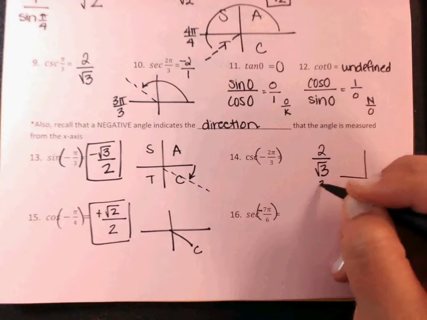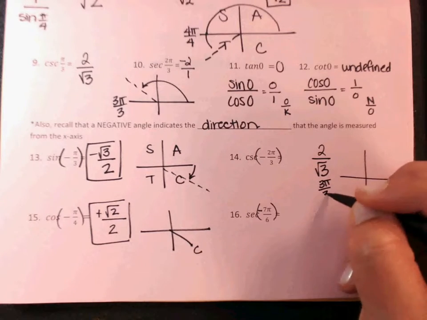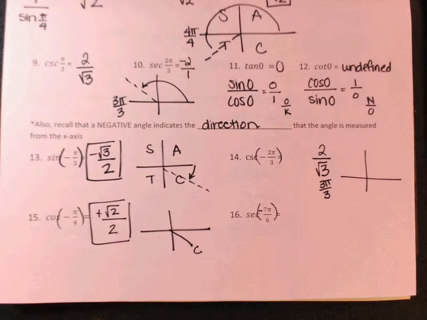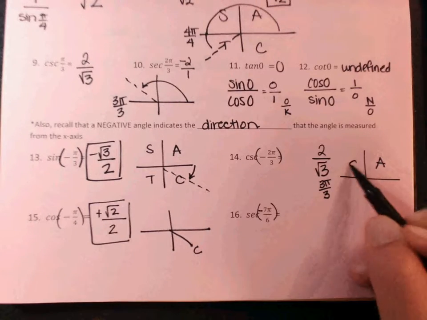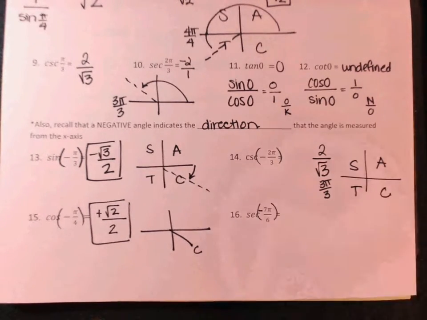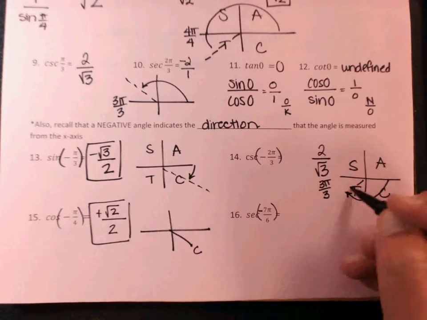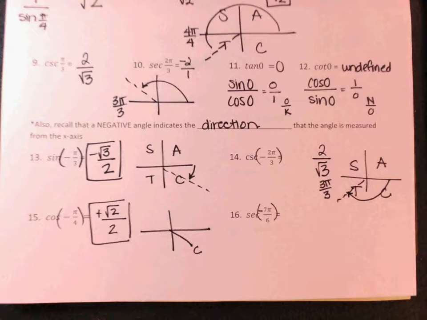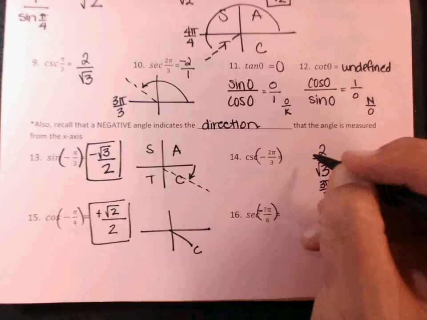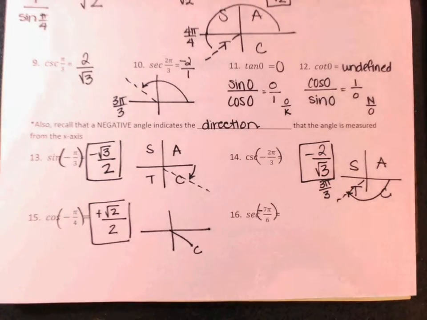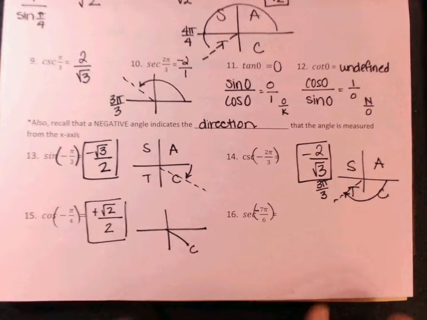So if this is 3 pi thirds, and I want to go negative 2 pi thirds, what letter does that put you in? A, S, T, C, which one? T. T is correct. You'd go all the way to 2 pi thirds, and then you'd stop. So if that's my tangent positive, what does that make sine when I flip it? Negative. Good.